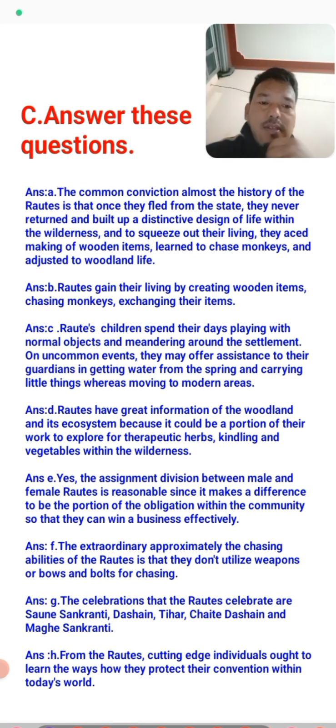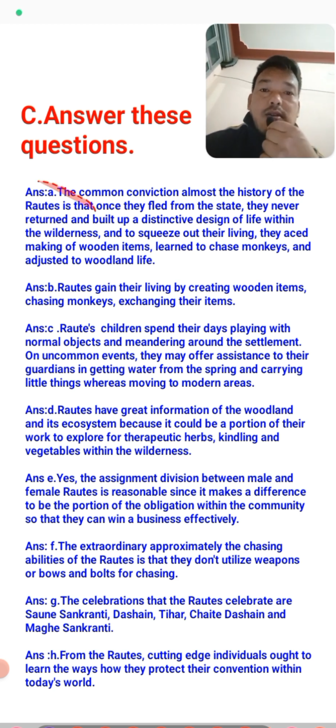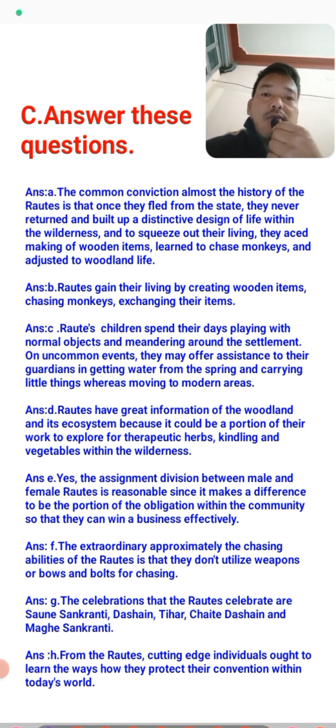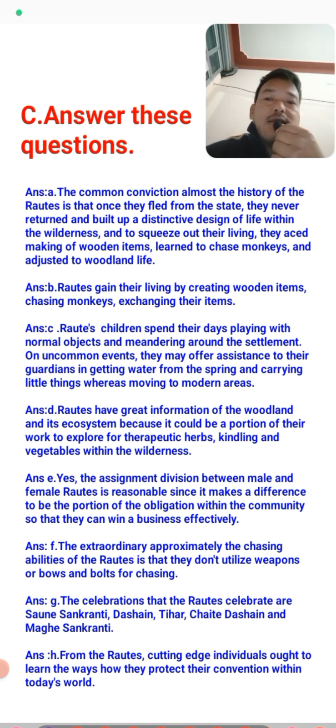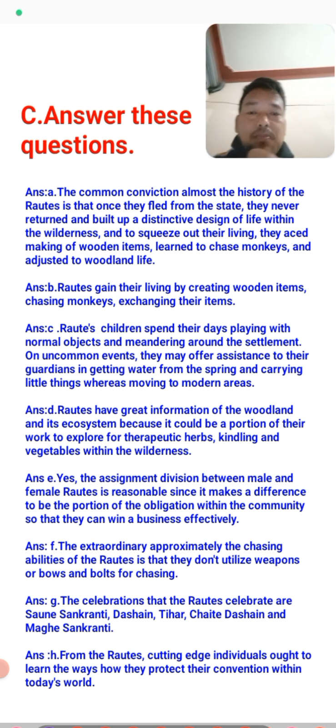The first question is, what is the common belief about the history of the Rautes? Here is the answer number A. The common conviction and belief about the history of the Raute is that they fled, they moved from the state, they never returned and built up a distinctive design for life within the wilderness to squeeze out their life. They made wooden items, learned to chase monkeys and adjusted to the nomadic life. Okay, their common belief is that once they moved from one place to another, they never turned back. Okay, this is the common belief about the Raute people.